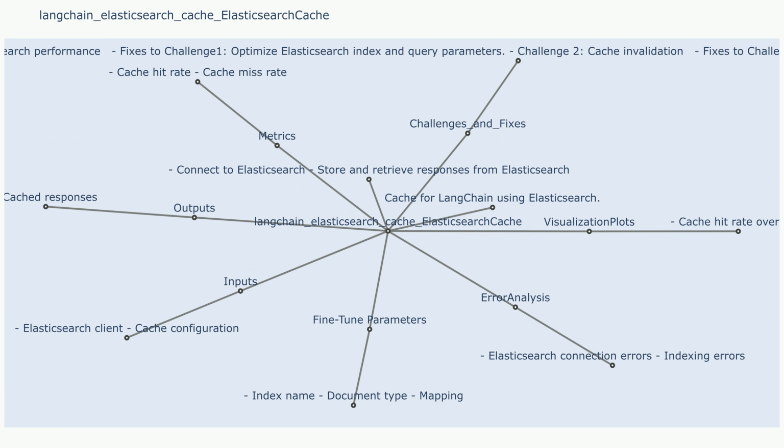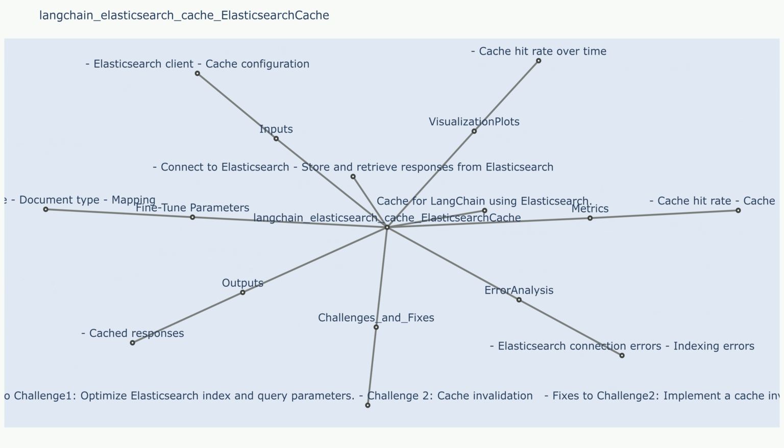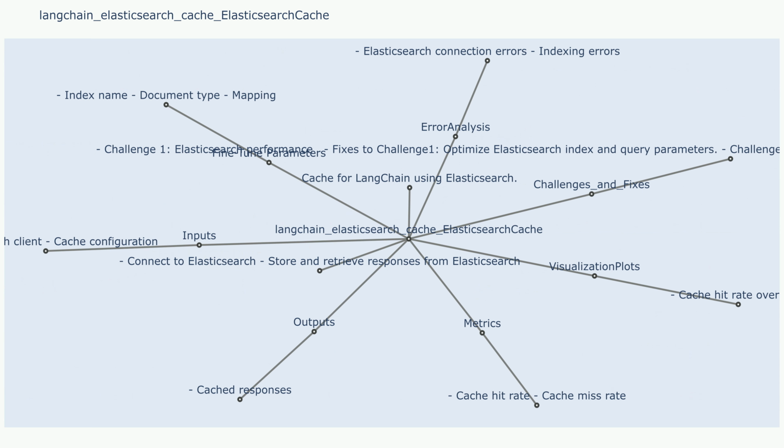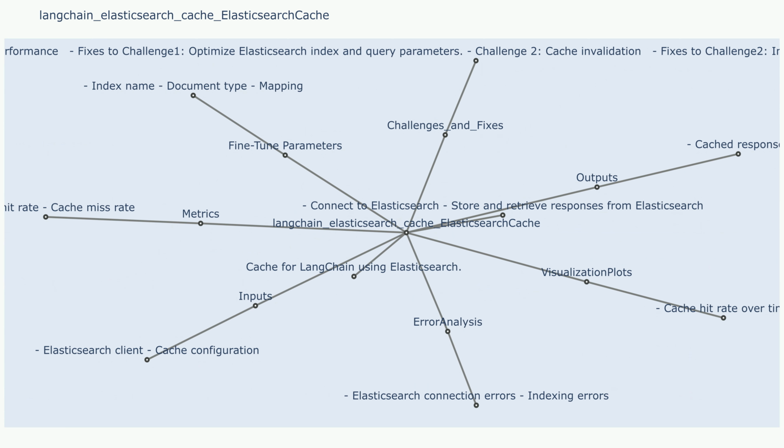Input 2. Explain in detail. The document to be stored in the cache is also an input. This can be any Python object that can be serialized to JSON. Outputs. Output 1. Explain in detail: the cached document retrieved based on the index name and document ID. Output 2. Explain in detail: a Boolean value indicating if the document was successfully stored in the cache.